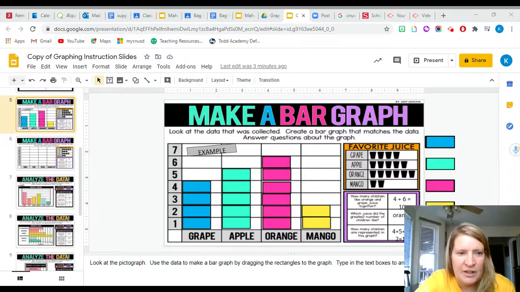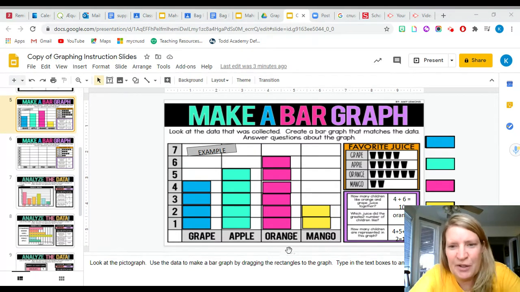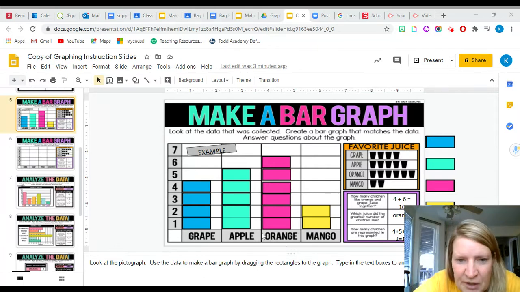So yesterday you did the star graphing with a pictograph where each star represented a picture on your graph. Today we're just going to make a standard bar graph. We're going to do a couple together and then you'll have one to do on your own.